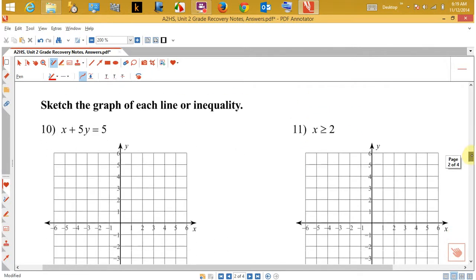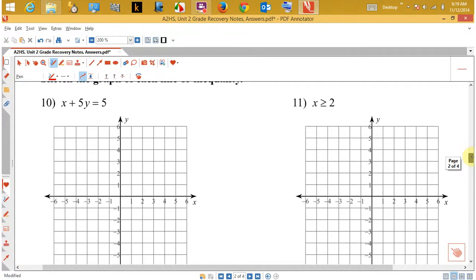Next one says sketch the graph of each line or inequality. For this one, I'm going to use standard form. Now you could put this in slope-intercept form if you wanted to graph it, so I'll just write the equation in slope-intercept quickly, but I'm going to graph it in standard.